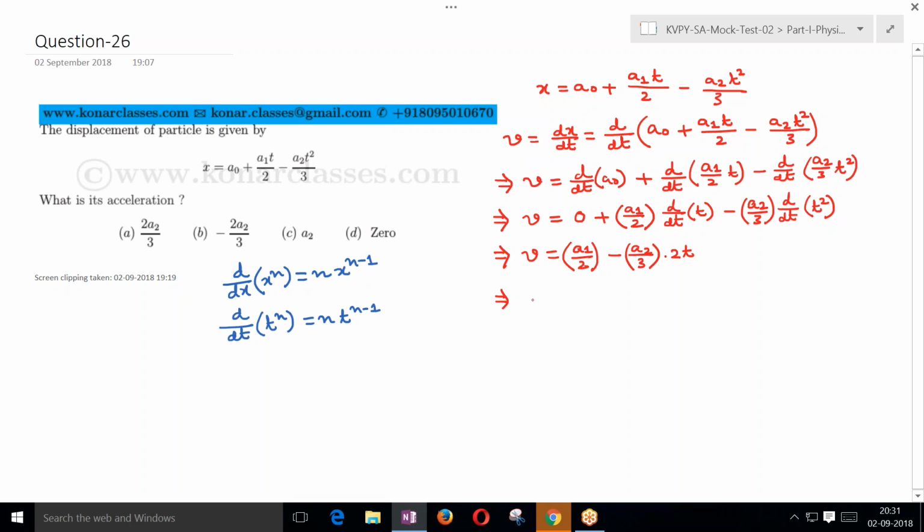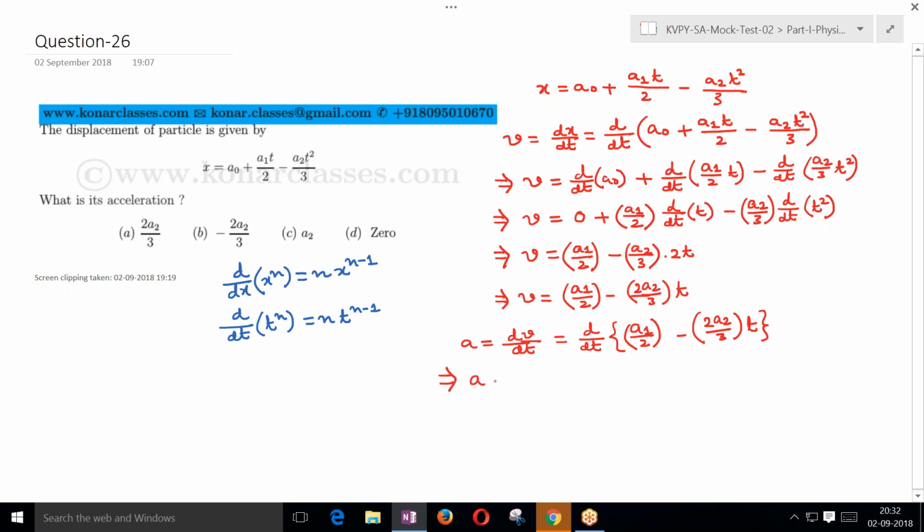So from here what we get, v is equal to a1 by 2 minus 2a2 by 3 into t. But we need to find acceleration. Acceleration is equal to dv/dt. So that is equal to d/dt of a1 by 2 minus 2 into a2 by 3 into t.